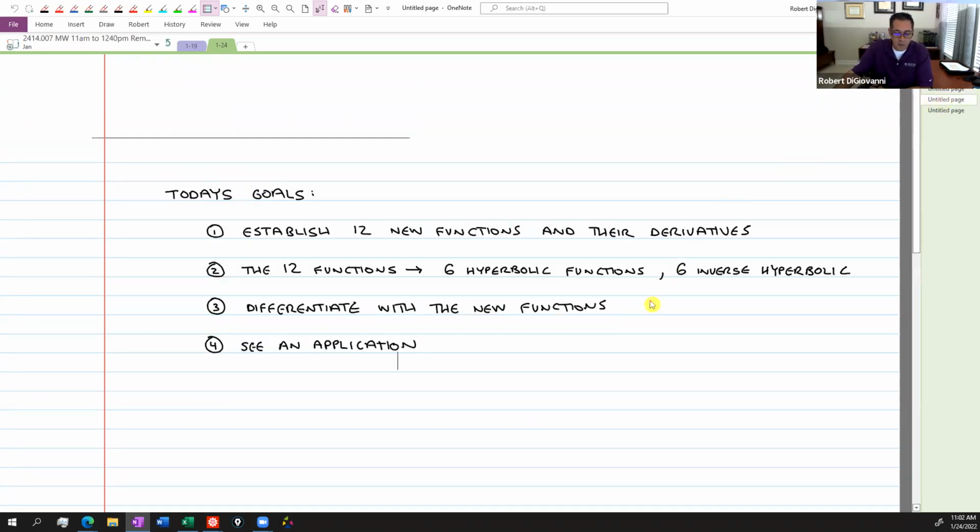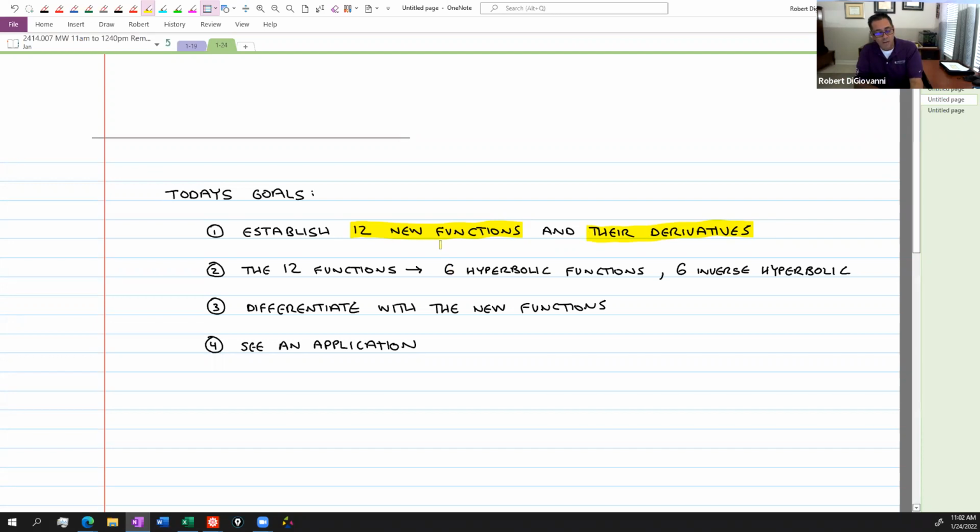Today, first we have to establish 12 new functions, new functions that you haven't dealt with in the past. Once we establish those 12 functions, each one of them has derivatives. So we actually have 24 new functions today, the 12 functions and their derivatives. Now, it's actually going to go pretty fast. It's not going to take forever to do it.